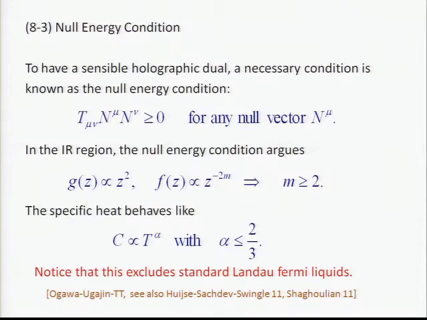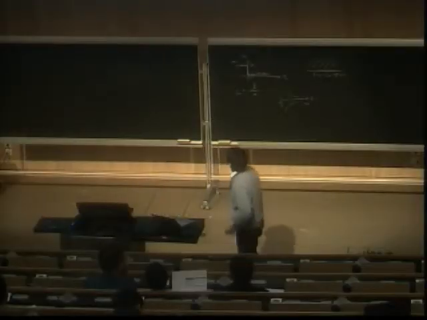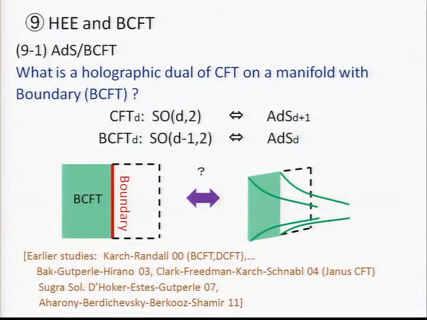Okay, so by using the rest of the time, I'd like to explain the holographic dual of boundary conformal field theory, and how entanglement entropy plays an important role. So the first question I'd like to ask is: what is a holographic dual of a conformal field theory which lives on a manifold with boundary?